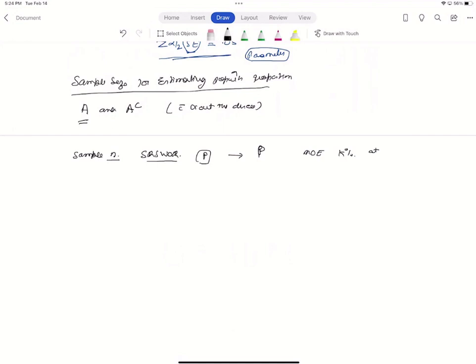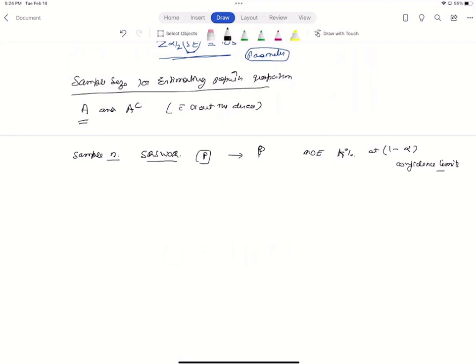at 1 minus alpha confidence limits, which means that we want to be 95% confident that the margin of error is not going to be more than K%.